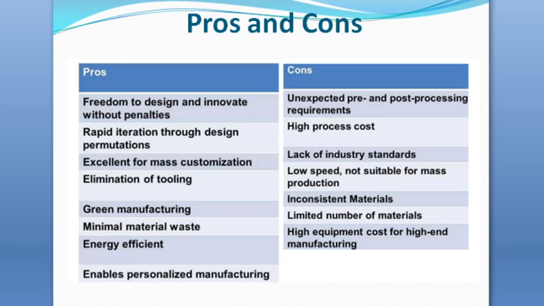What are the limitations in AM? Unexpected pre- and post-processing requirements are needed in AM. High process cost, lack of industry standards, low speed, not suitable for mass production. Inconsistent materials, and a limited number of materials used in AM. High equipment cost for high-end manufacturing, where the equipment cost is high for high-end applications. These are the advantages and limitations of AM.